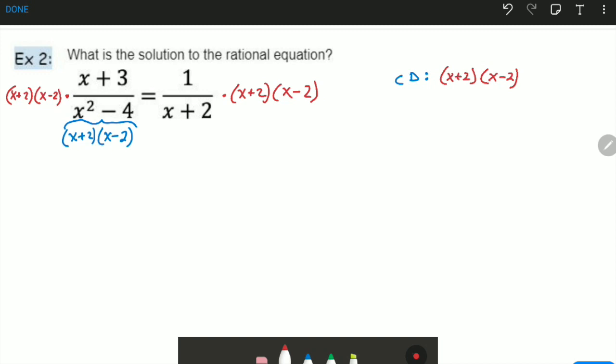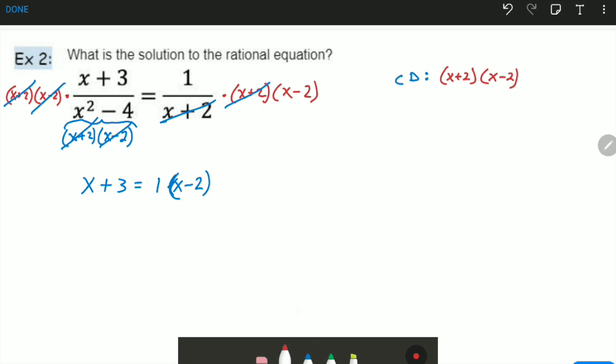Well, a lot of things are going to cancel out here. The x plus 2's are going to cancel out, and so are the x minus 2's for the first fraction on the left there, leaving us with just the x plus 3 from the numerator. And on the right side, the x plus 2's will cancel out, leaving me with 1 times x minus 2. Don't really need the multiplication dot. So now we've gotten rid of the fractions.